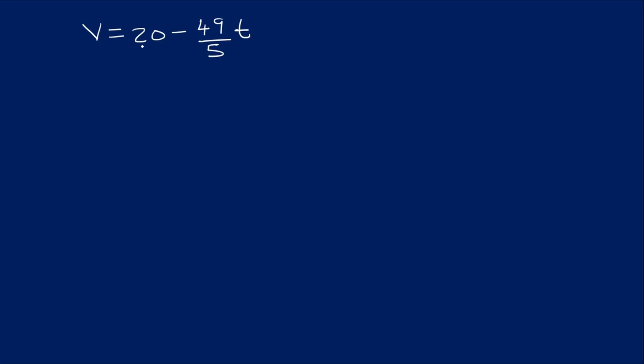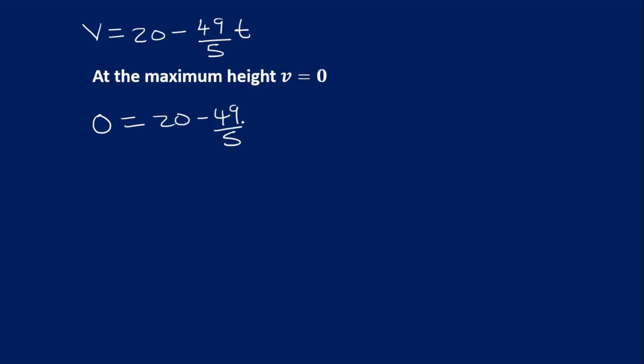So we have v is equal to 20 minus 49 over 5t. And at the maximum height, final velocity v is equal to 0. When a body is thrown vertically upwards and it travels to the maximum height, the final velocity is 0. So we are going to replace v with 0 and solve for the time taken to reach the maximum height. So we have 0 is equal to 20 minus 49 over 5t.